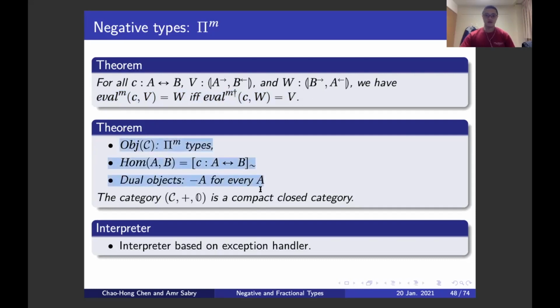We also prove that this is actually a compact closed category, and moreover an inverse category. And we also have an interpreter implementation, which uses exception handlers. I won't discuss it here, but the details are in the paper.